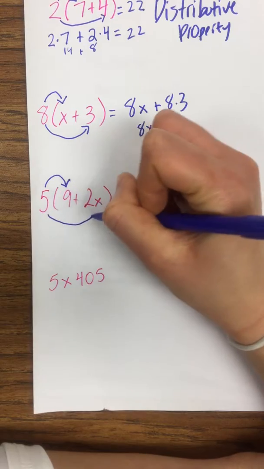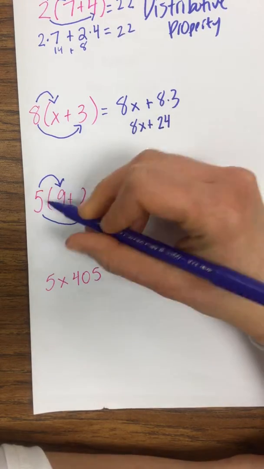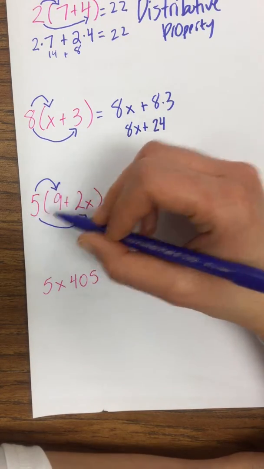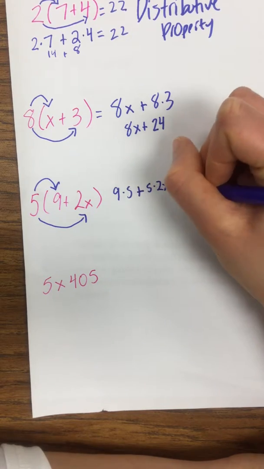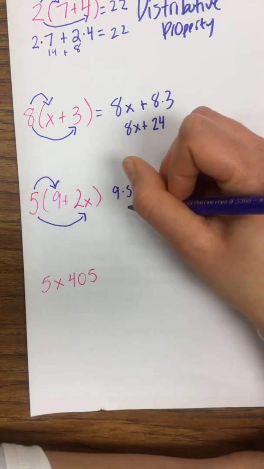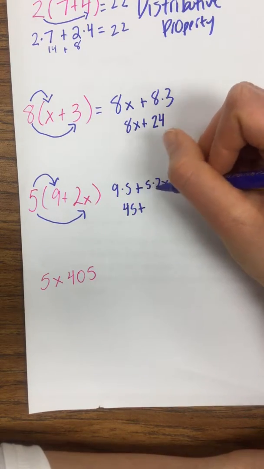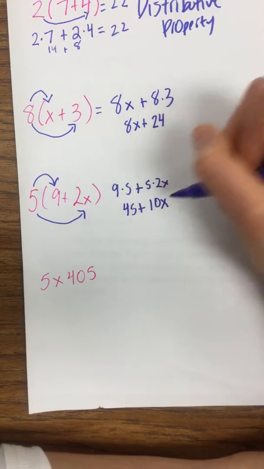Give out the 5 to everybody on the inside. 9 times 5 plus 5 times 2x. When a letter is attached to a number, you multiply the numbers, so 5 times 2, x. We can simplify a little bit more. 9 times 5 is 45, plus, when we do multiply, we can multiply those 2 numbers together. 5 times 2 is 10, and make sure we attach the x to that.